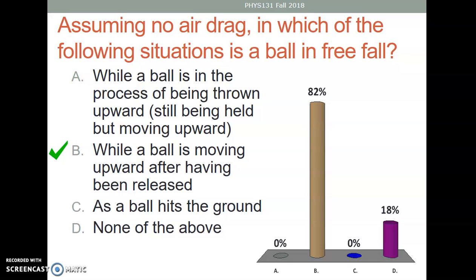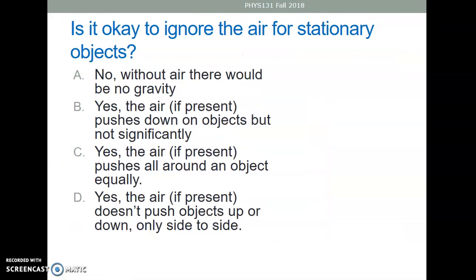But basically, moving upward, you are decelerating. You're slowing down on the way up. And so you're still under the influence of gravity. But the influence of the net force is in the opposite direction that you are moving. Okay, so there is such a thing as falling up, as I said in class a couple weeks ago.